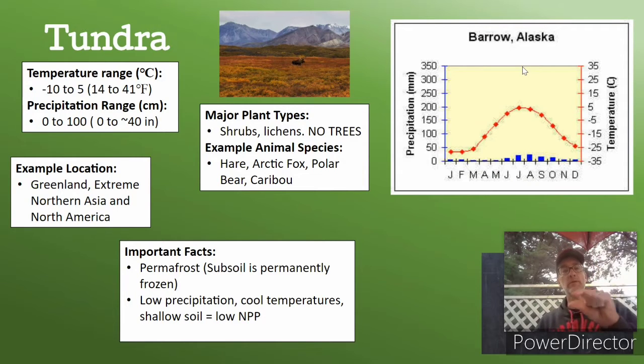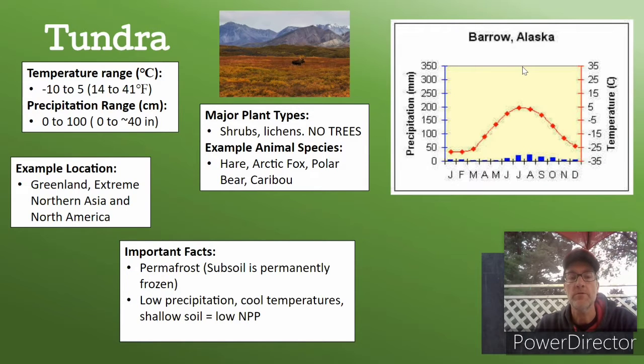Their soils are very thin. So important facts I'm looking at right now: very thin soils, and they have a very low what's called primary production, meaning there's not a lot of vegetation growing there. In fact, if you look at major plant types, there are no trees whatsoever. You'll have shrubs and lichens, which I'm going to show you some examples of, and they pretty much cover the ground there. There's actually a reindeer lichen, which obviously is very important to things like caribou. Example animals you see there are hare, Arctic fox, polar bear, and caribou.